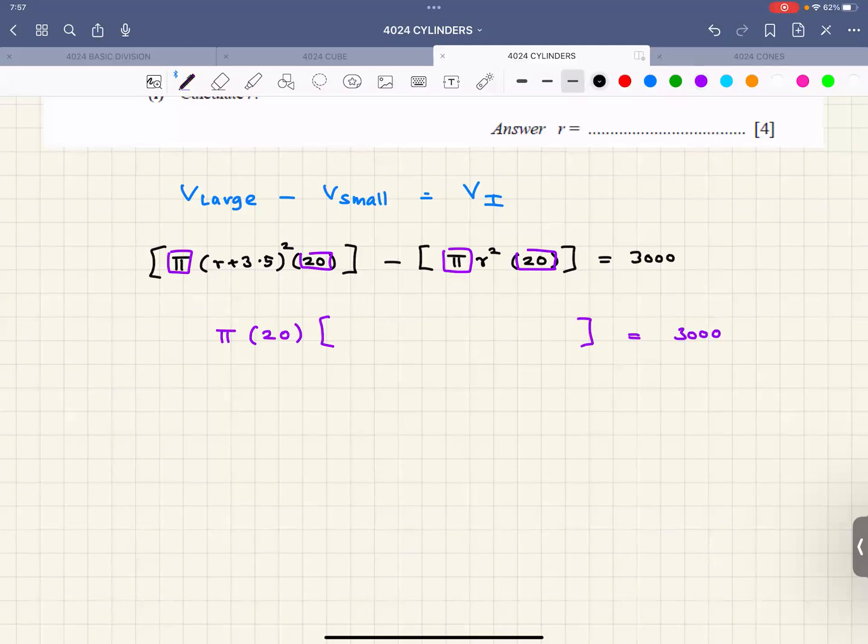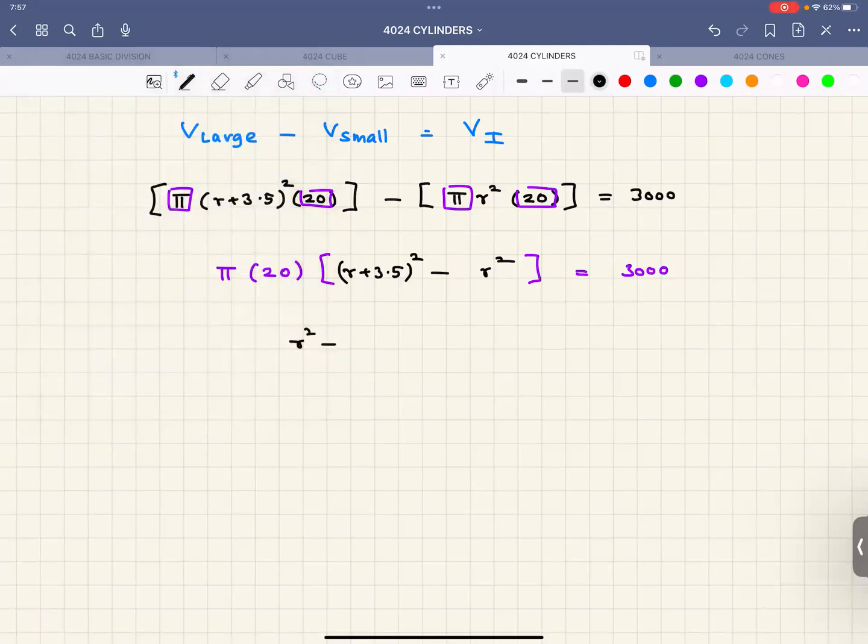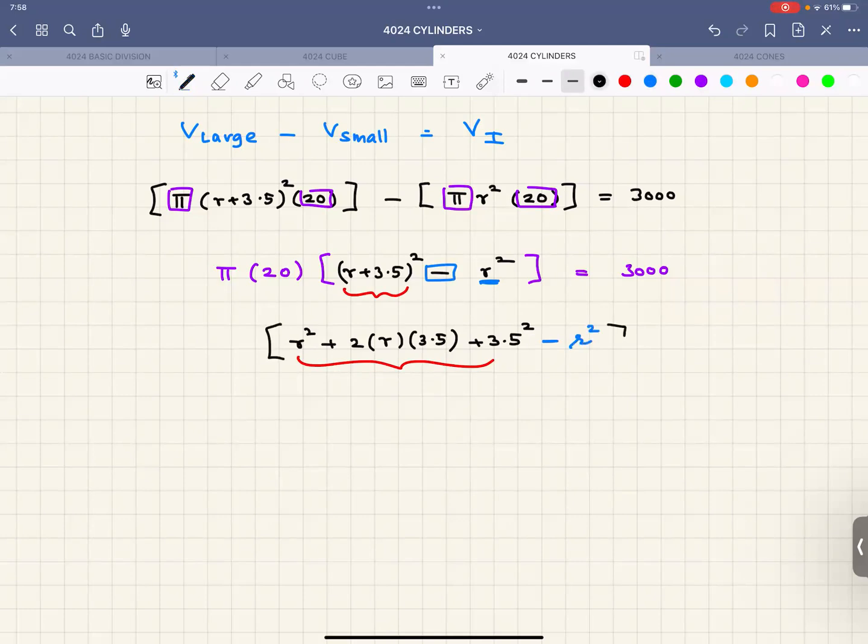What's inside the bracket? (R plus 3.5) square minus R square. So now, R square plus 2 into R into 3.5 plus 3.5 square, and then we have this negative sign and then R square, bracket closed. This equals 3000 over 20 pi.